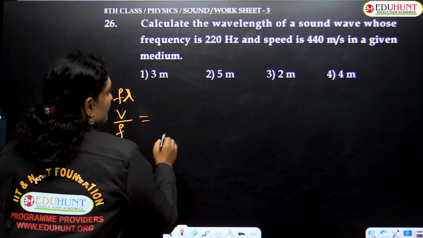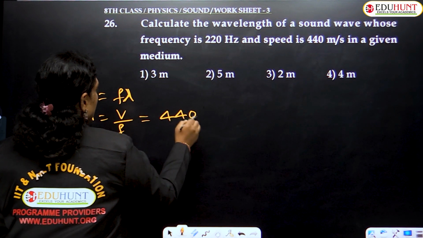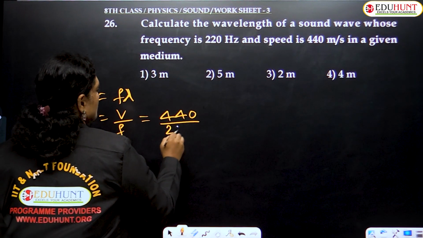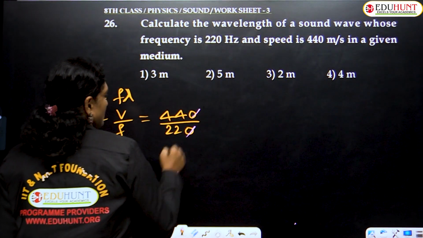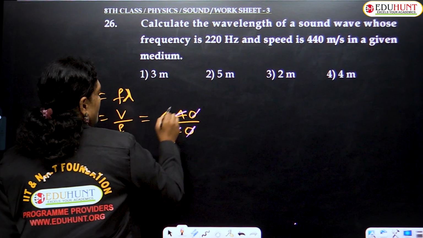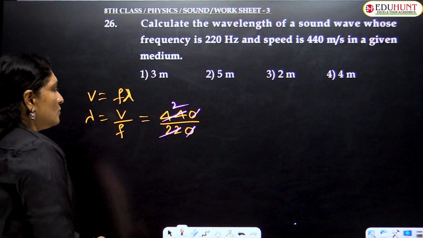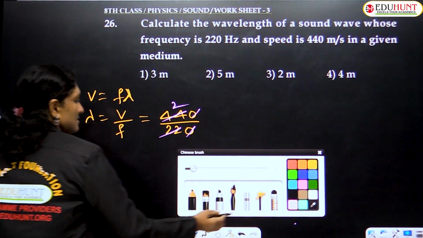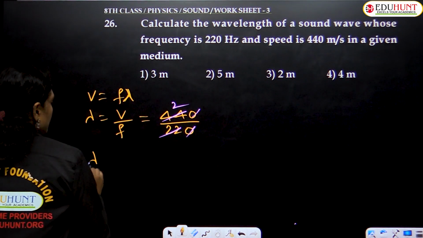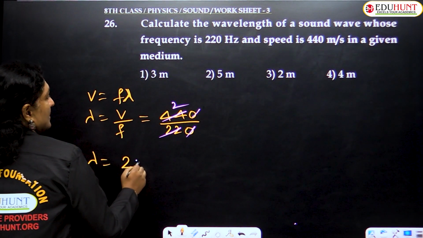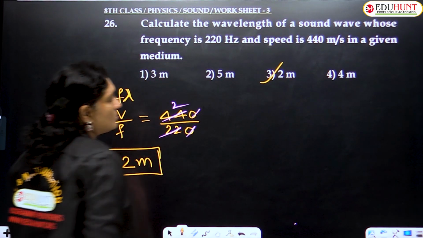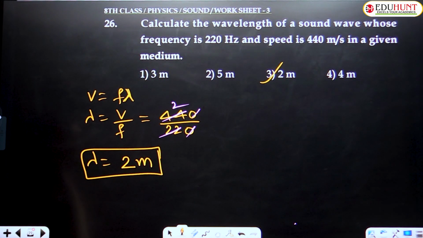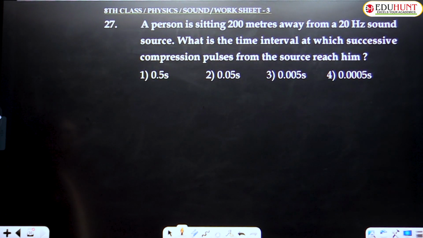What is the value of V? 440 and frequency is 220. Simplify, it can cancel. 0 gets cancelled. 2 goes 2 times. 22 into 2 is 44. Hence the value of lambda is found to be 2. In SI units it is measured in meters. Hence lambda equals 2 meters. So the third option must be true. So now let us move to the last question of level 2.